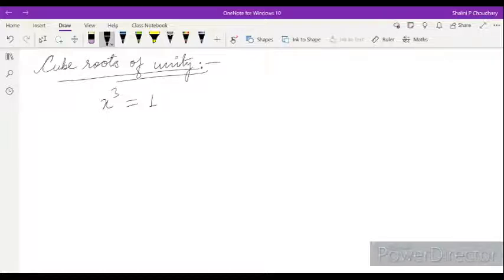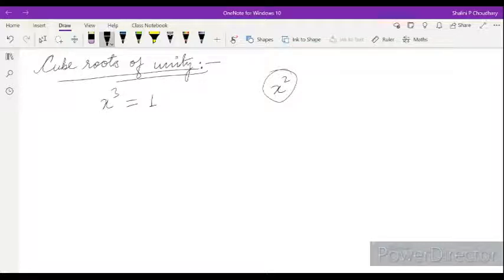So for the cube root, there will be 3 roots of x, and those 3 roots we have to find out. Because in a quadratic equation the power of x is 2, how many solutions are there? There will be 2 roots of x. Similarly, when the power of x is 3, there will be 3 roots of x.